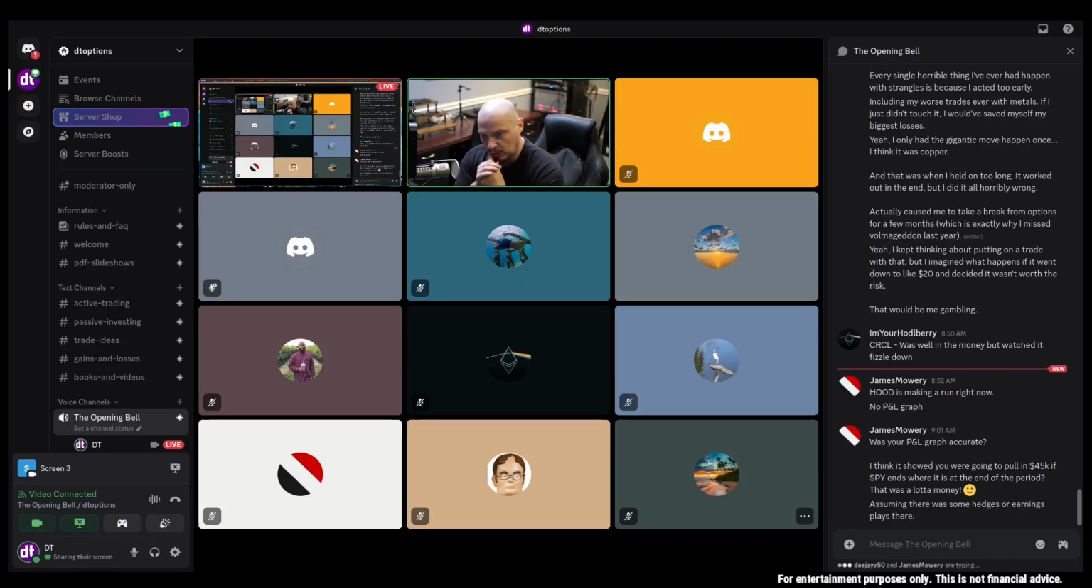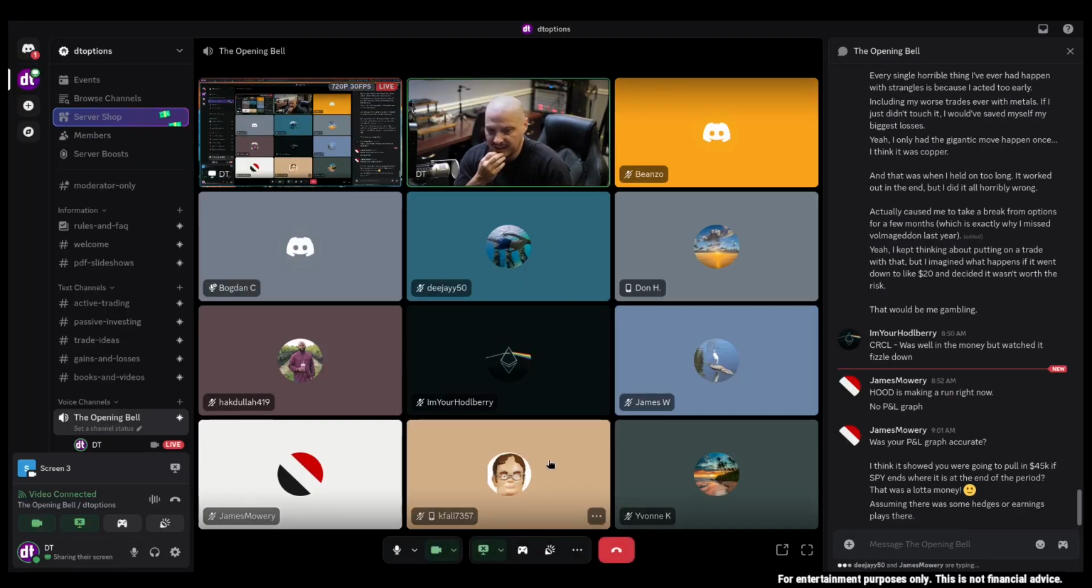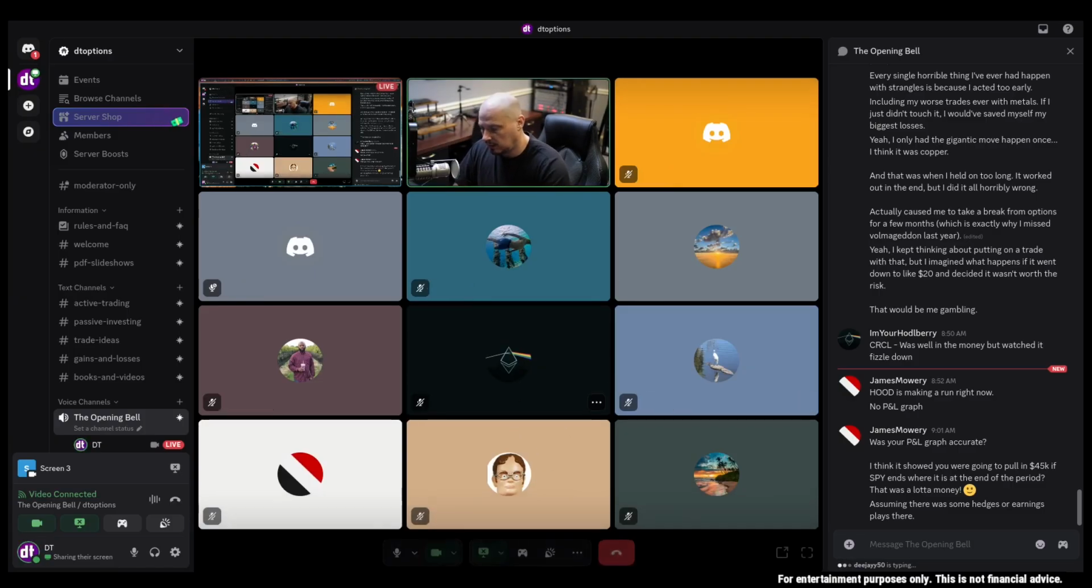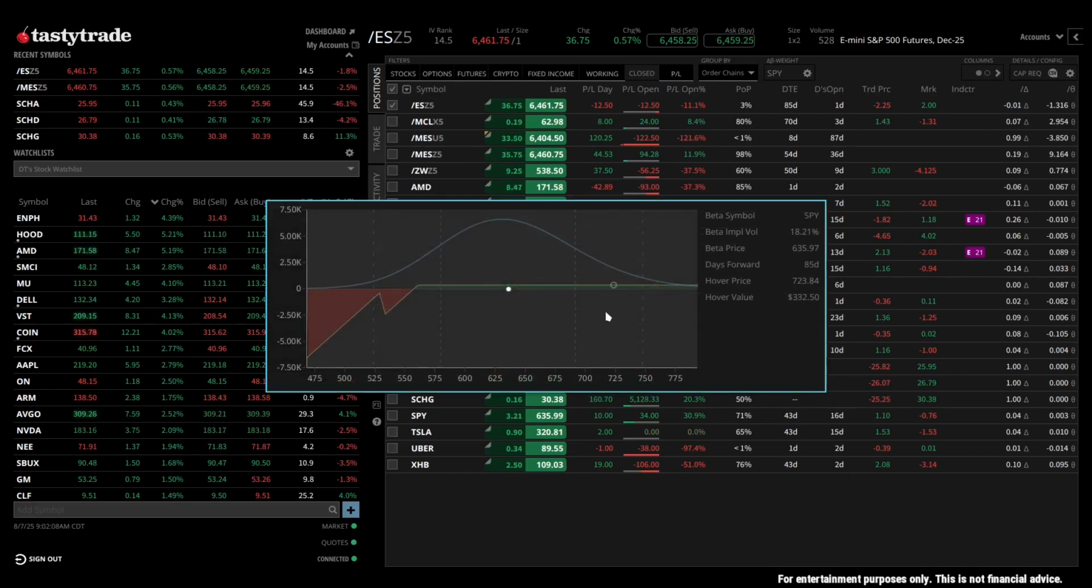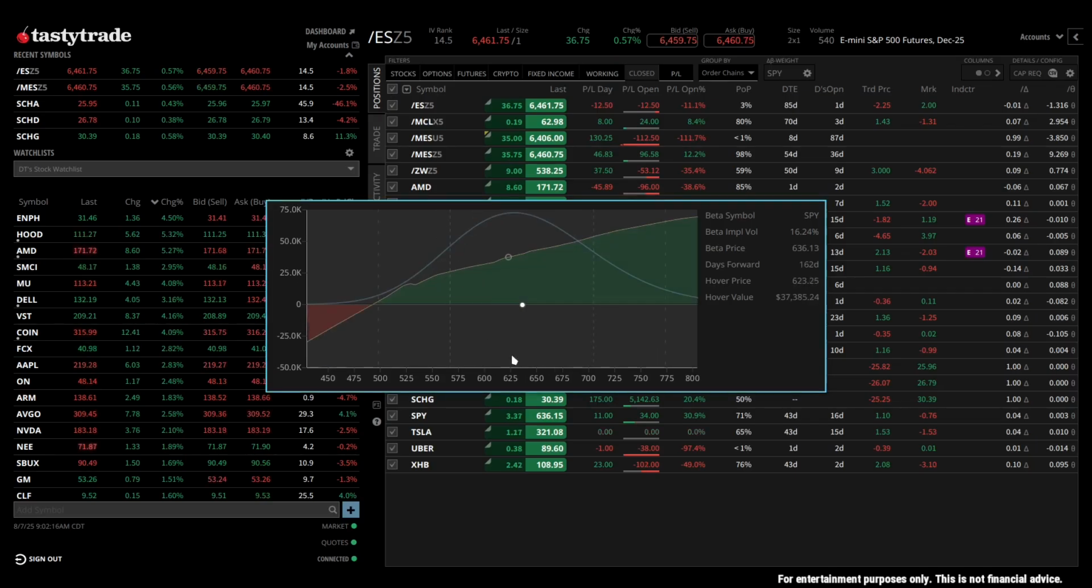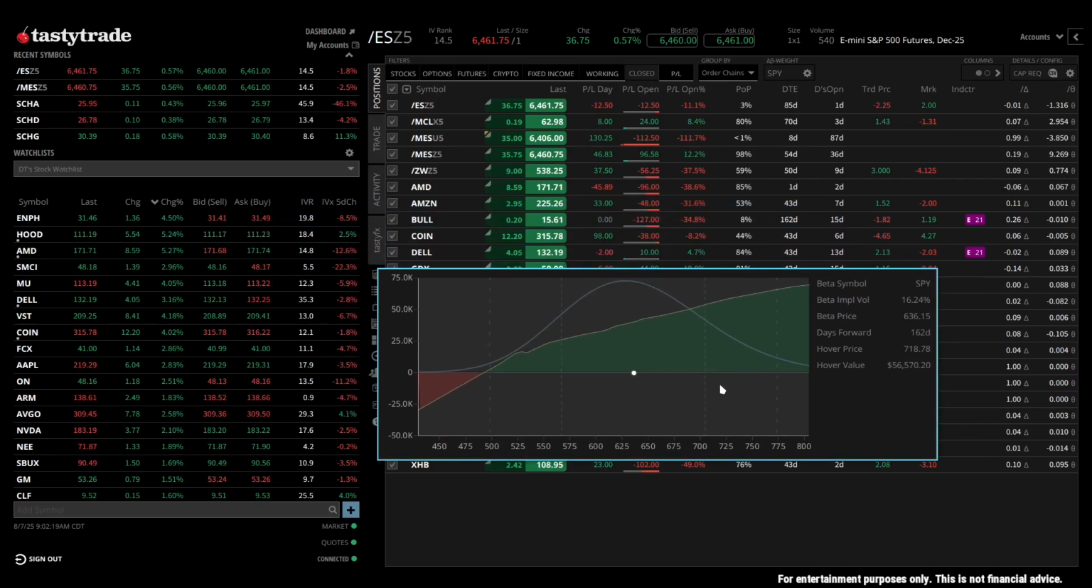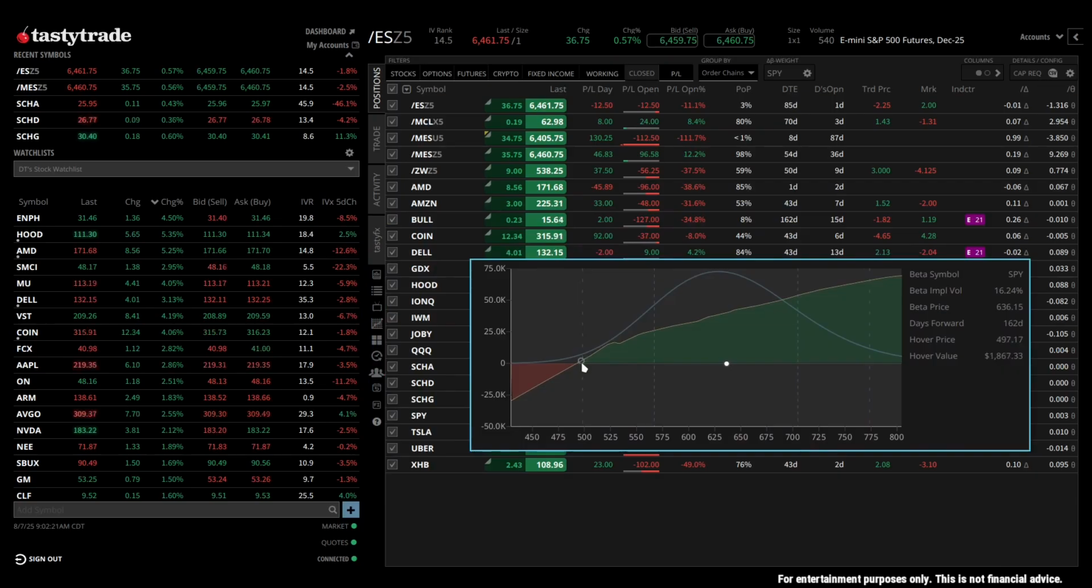I think it showed you were going to pull in 45K if SPY ends where it's at at the end of the period. It showed I was going to lose 45K, assuming there were some hedges. Oh, well, let's take a look. Now, the graph looks funny if you were asking about all of my positions on. Yeah, all of them. That's just because of the shares. Those shares cost a ton of money and I'm up a lot of money on them, right.